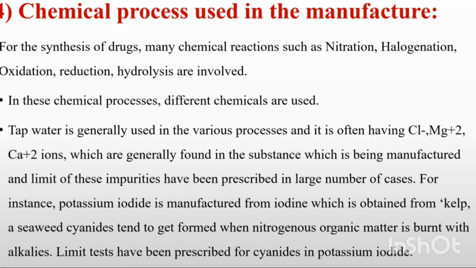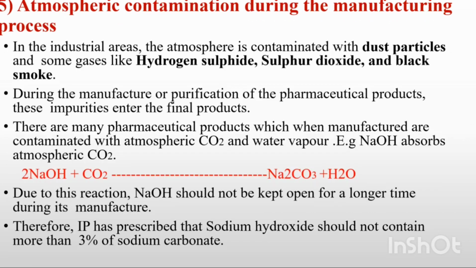Potassium iodide is manufactured from the iodine which is obtained from the kelp of seaweed. Cyanides tend to get formed if the nitrogenous organic matter is burned with the alkalis. The limit test has been prescribed for cyanide in potassium iodide. So all the limit tests are prescribed in the Indian Pharmacopoeia.